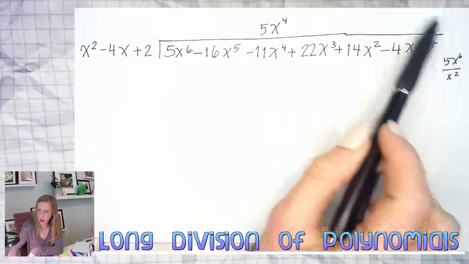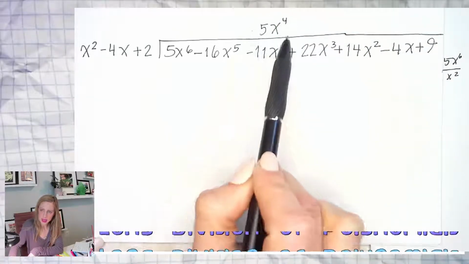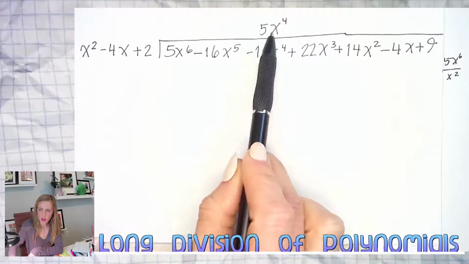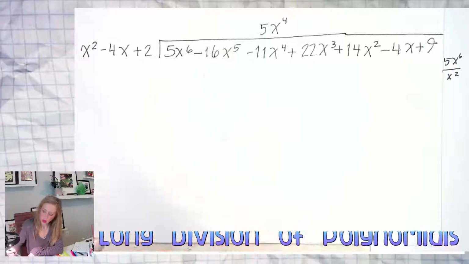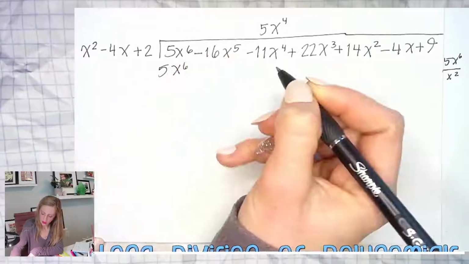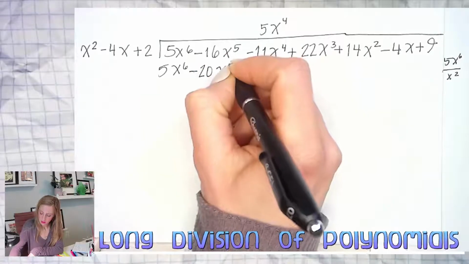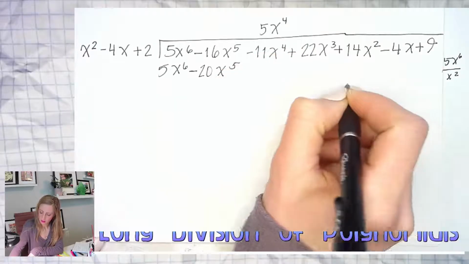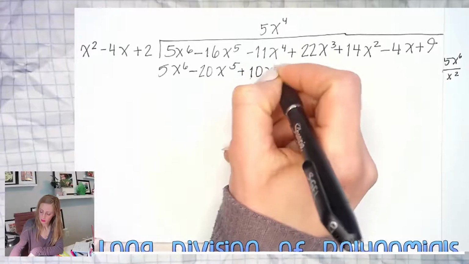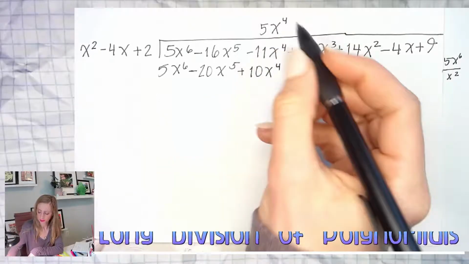So this is beginning our counterclockwise swirl. We start here, going around. Now we take this, we multiply it by this, and then we write it underneath. If you take 5x to the 4th and multiply it, what do I get underneath those terms? 5x to the 6th. Good. And you would get negative 20x to the 5th. Good. Then you would get 10x to the 4th. Good. And we're in good shape when the powers are still lining up in the right columns.